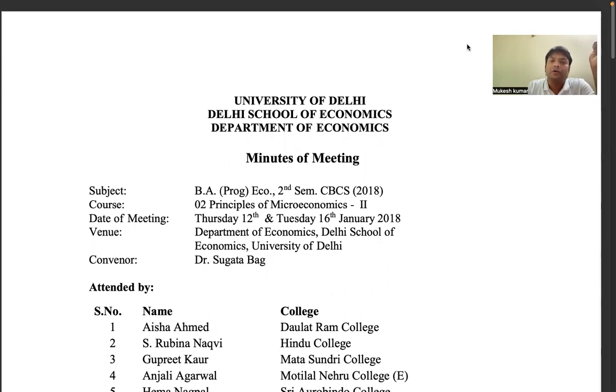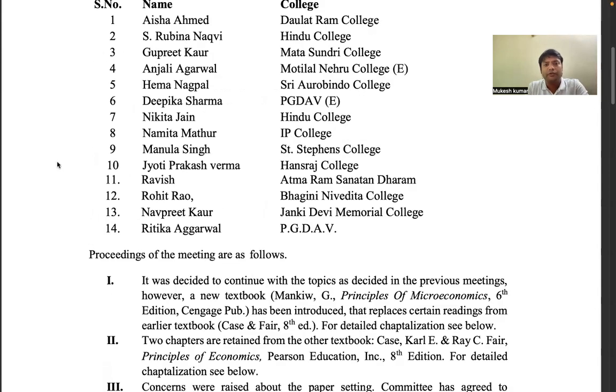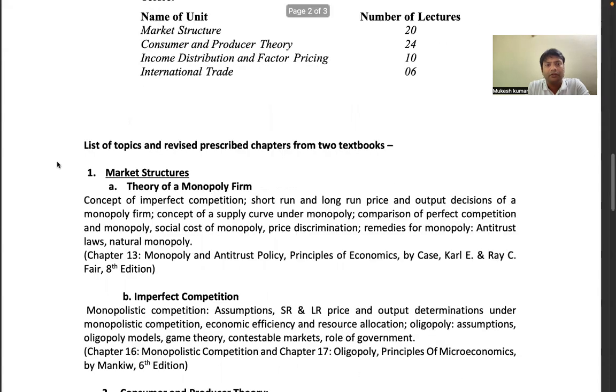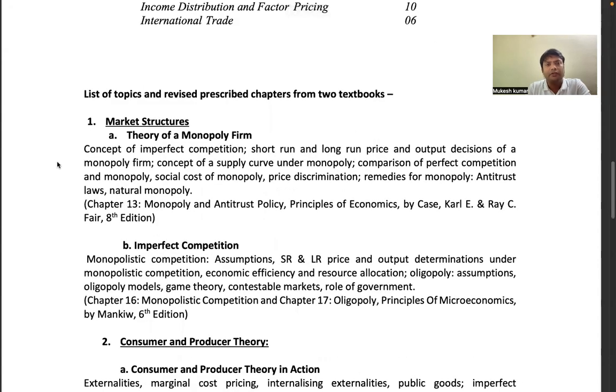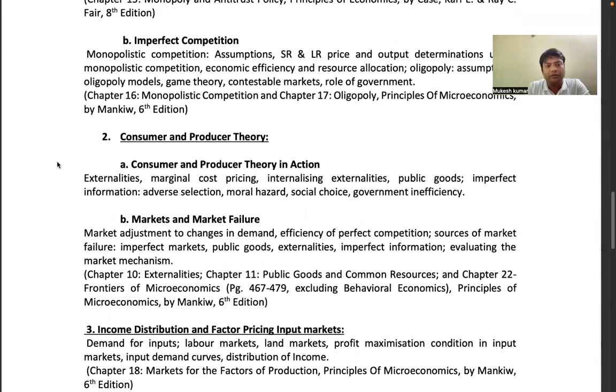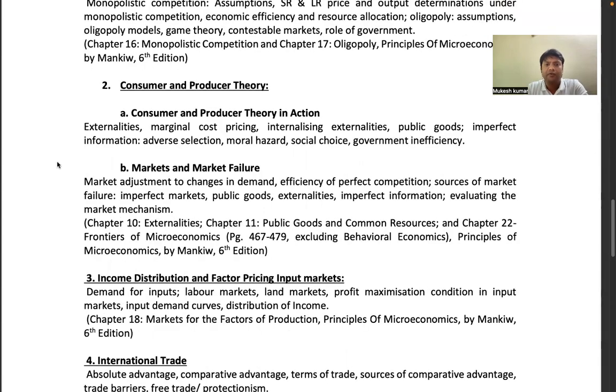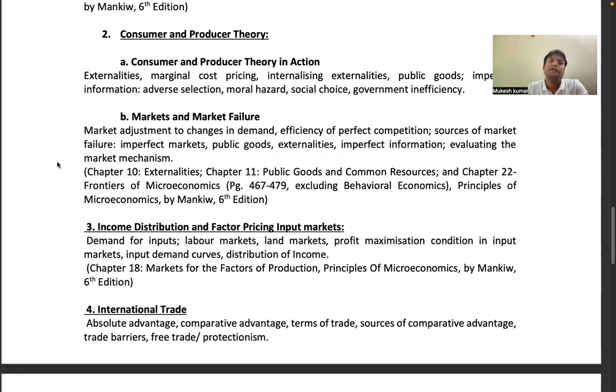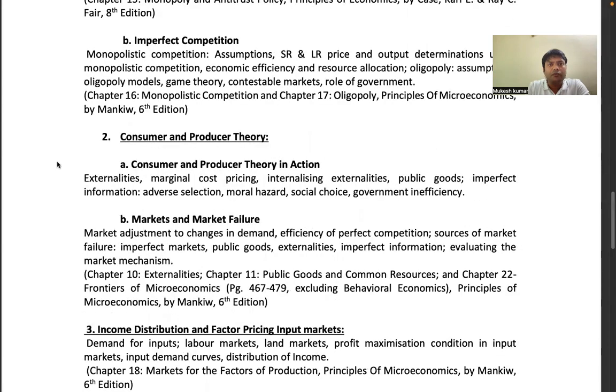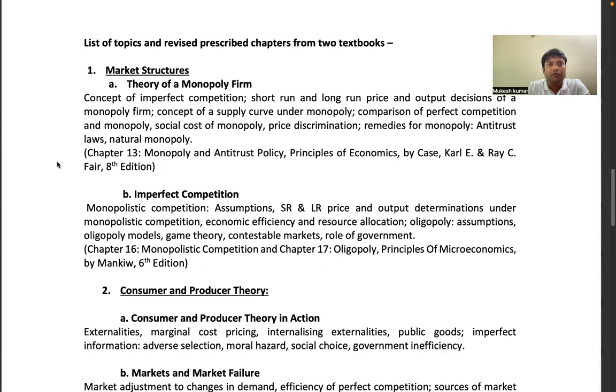Okay. In this semester, there are 4 units that you need to cover. In the first unit, there is market structure. In the second unit, consumer and producer theory, then income distribution and factor pricing, input markets, and then international trade. What I'm going to do today, I'm going to start with the chapter monopoly.